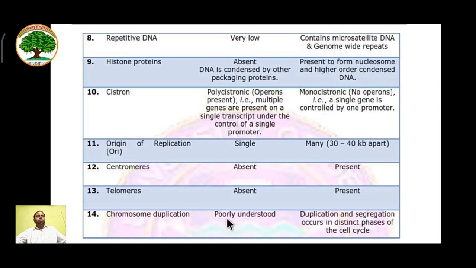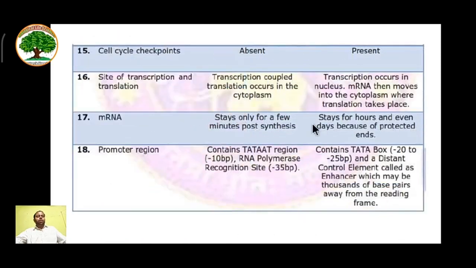Chromosomal duplication is poorly understood in prokaryotes, but in eukaryotes duplication and segregation occur in a distinct phase, that is the cell cycle. It is understood clearly in the eukaryotic cell. The cell cycle checkpoints are absent in the prokaryotic cell, as the organism is very simple, but they are present in the eukaryotic cell.